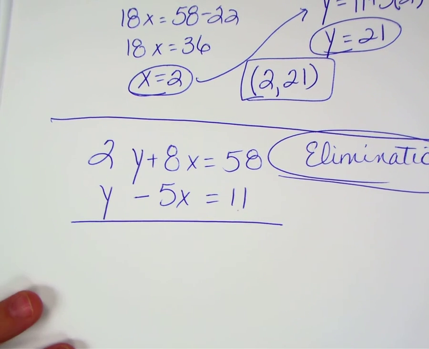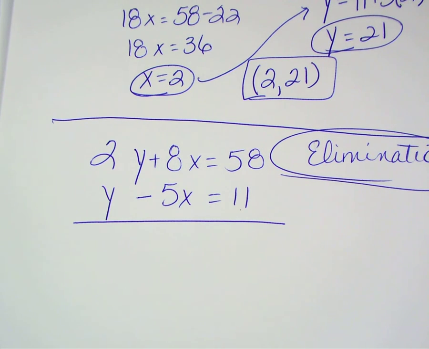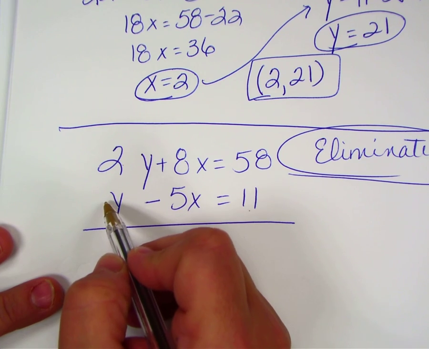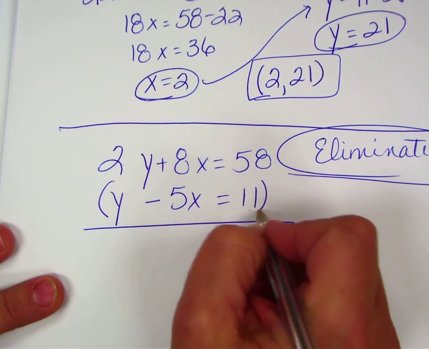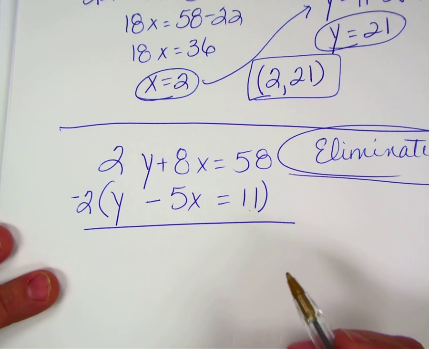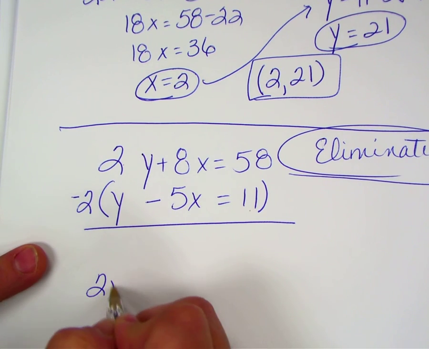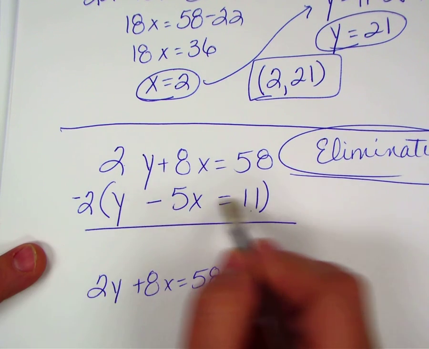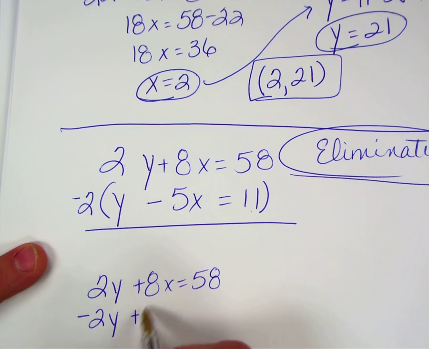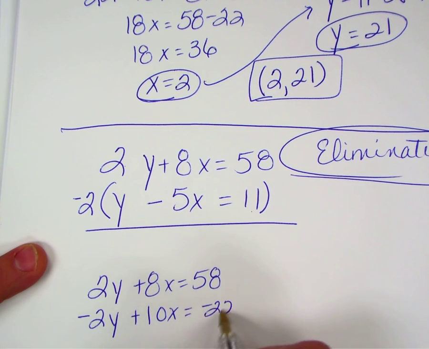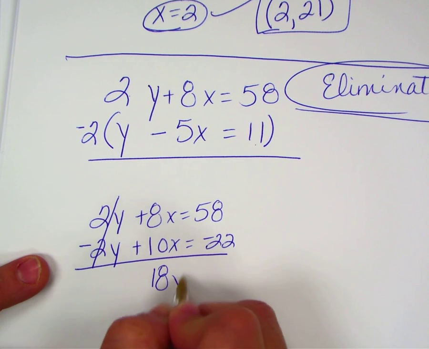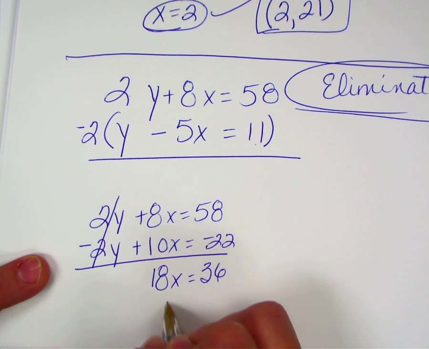Okay, so Kelsey, if you were doing this by elimination, what would you try to eliminate? The y's? Well, this is a 2. If this were negative 2, I could eliminate them. So I'm going to multiply everything here by negative 2. And I don't have room over here, so I'm going to write down here. So 2y plus 8x equals 58 does not change. But this second one becomes negative 2y plus 10x equals negative 22. Those cancel. So 18x equals 36, so x must be 2.